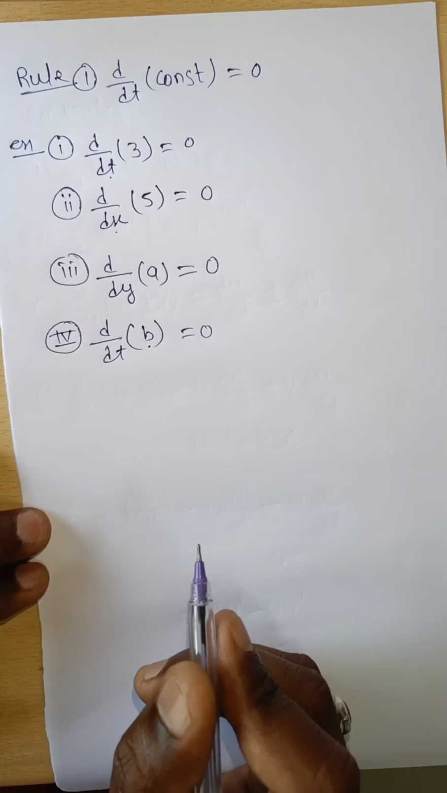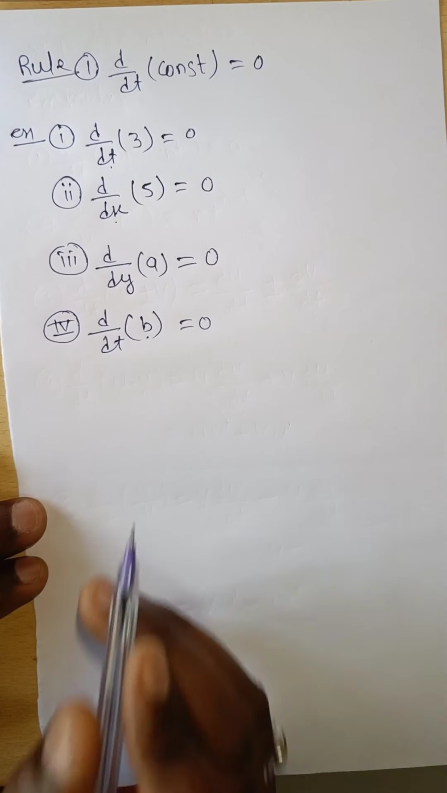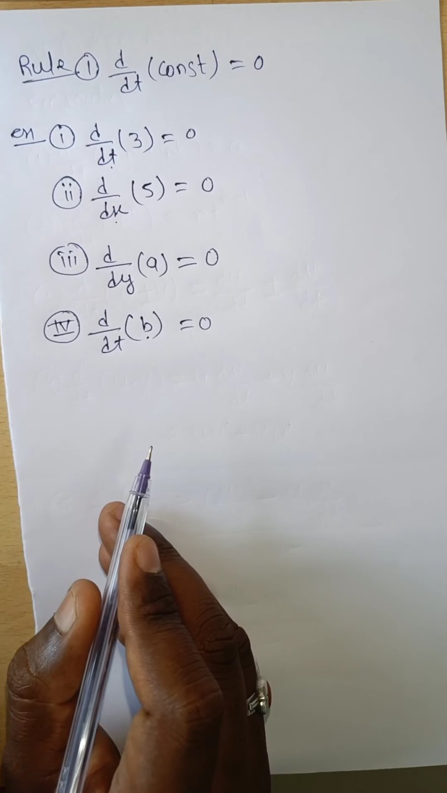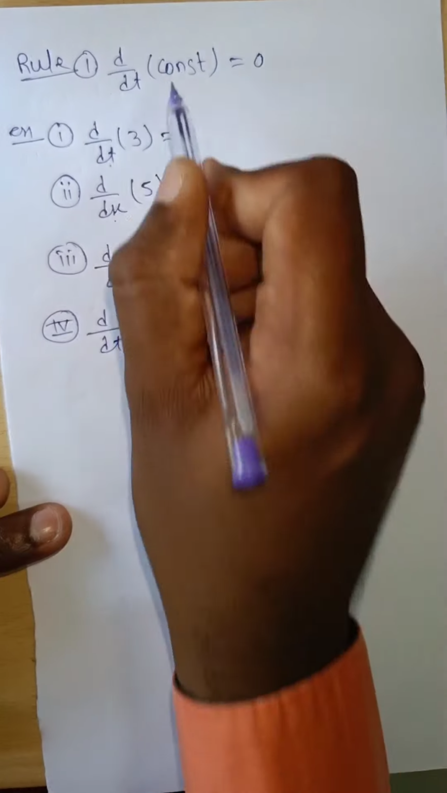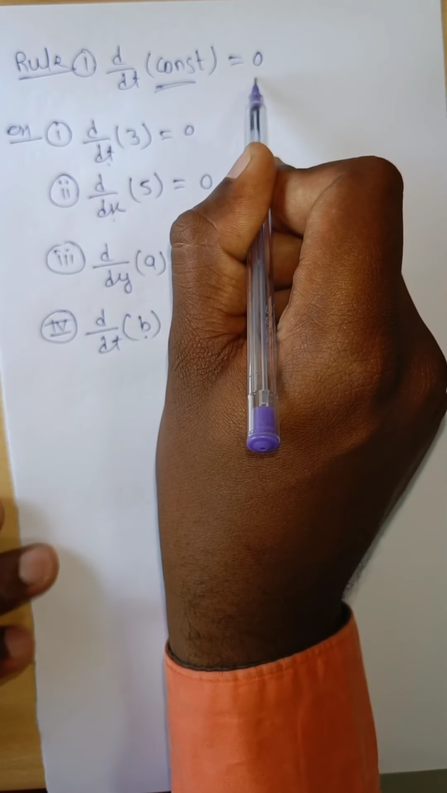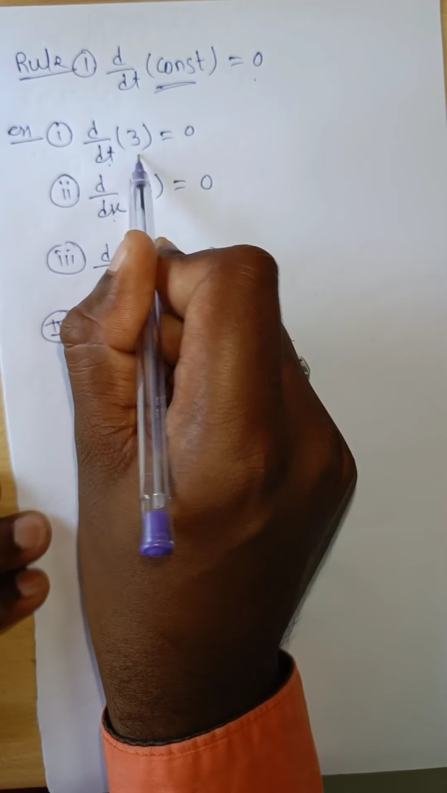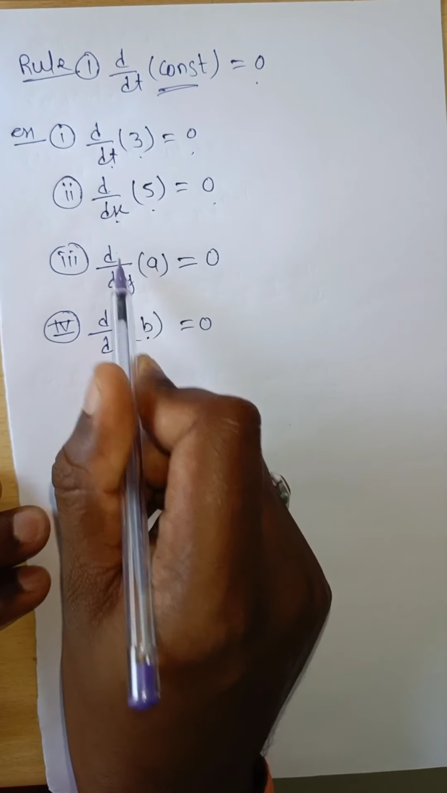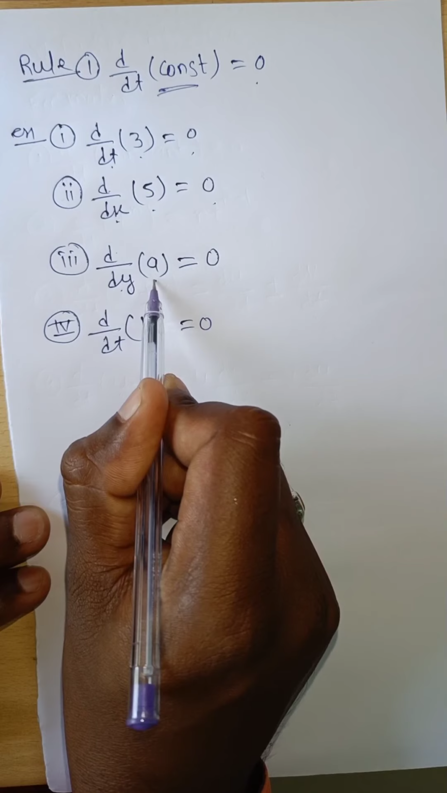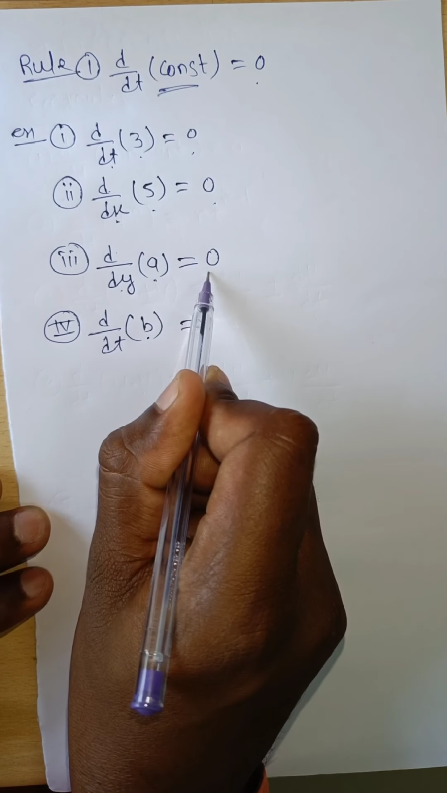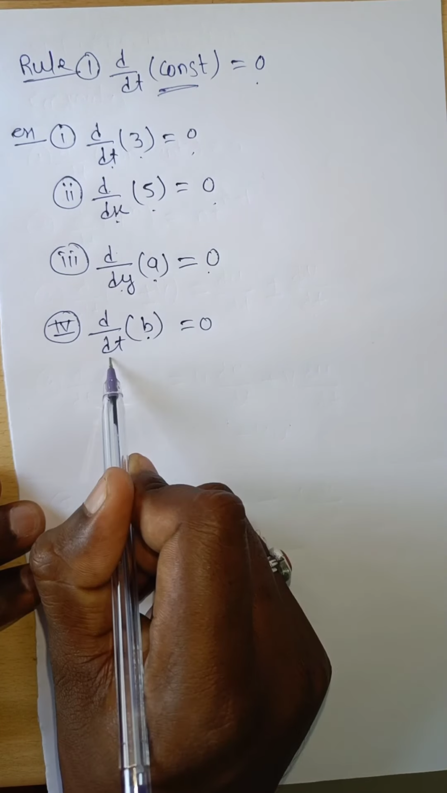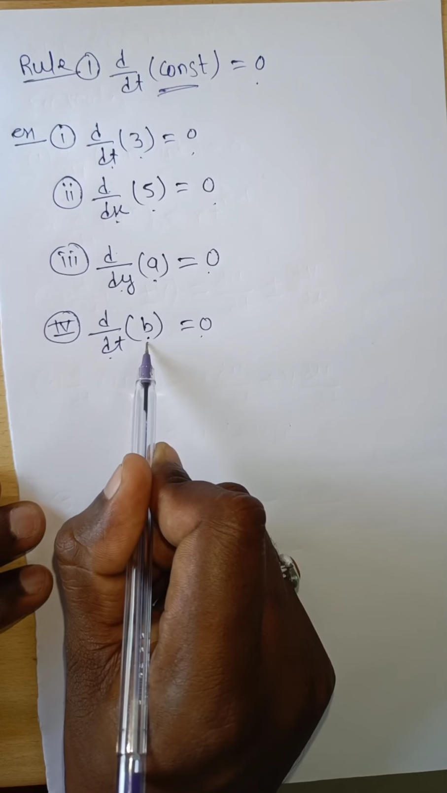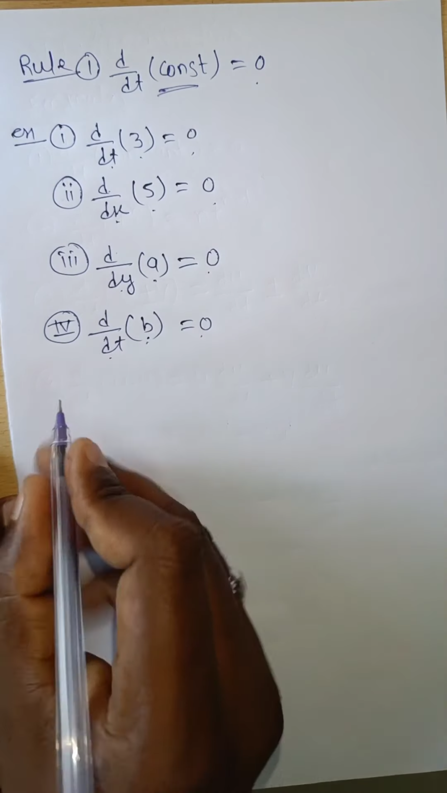Now we have to understand this rule well first. If we take the differentiation of a constant, then it is 0. d by dt of 3 is 0. d by dx of 5 is 0. d by dy of a, if a is a constant, then the differentiation is 0. d by dt of b is 0 if b is a constant.